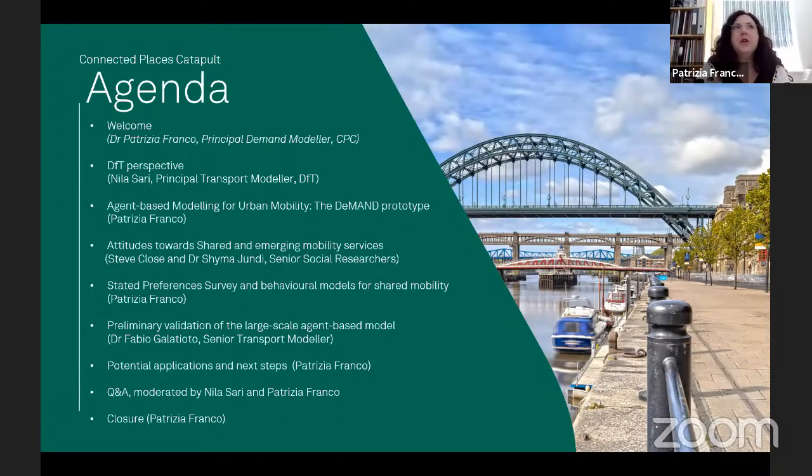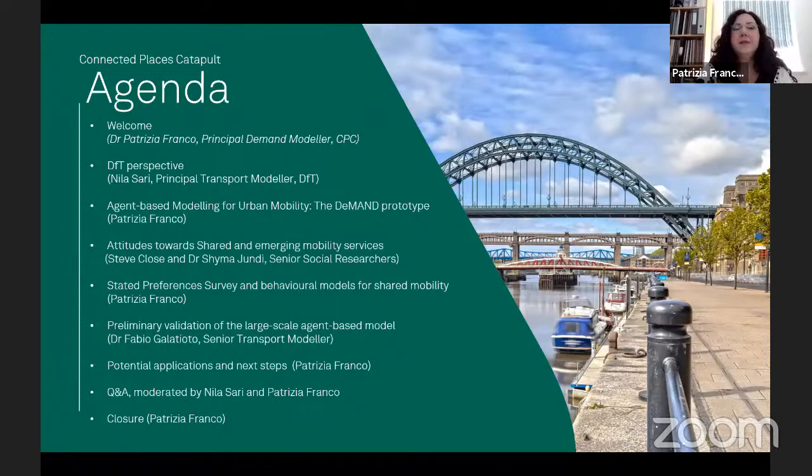So today we are going to present on the project. The first section will be on the background and the foundation study that we had on the DeMAND project. And we are going to talk about the framework that we have created for the agent-based modeling at large scale. And then we will focus on the attitudes of people towards shared mobility. And now we included the cost towards shared mobility into the agent-based modeling. Then we will conclude with the validation of the model and the potential applications that we might have with this type of urban demonstrator. And at the end, as I say, we're going to have a Q&A session moderated by Nila Sari and me. And hopefully we are going to be on time.